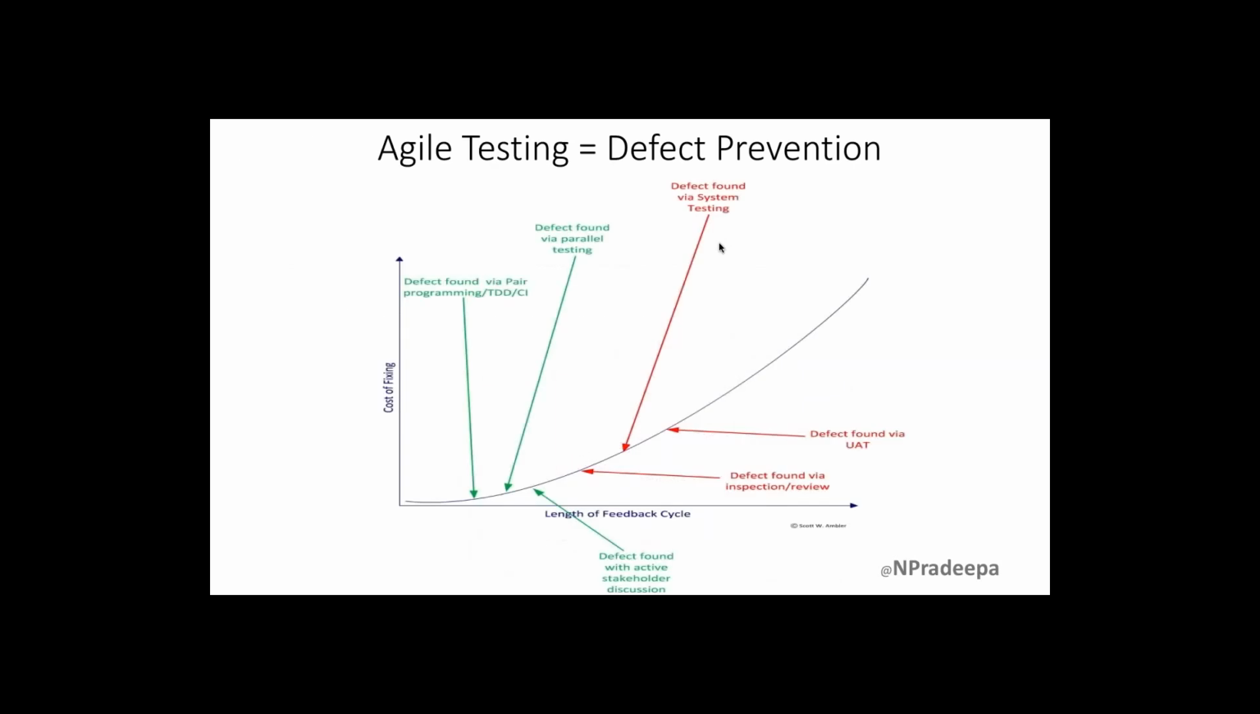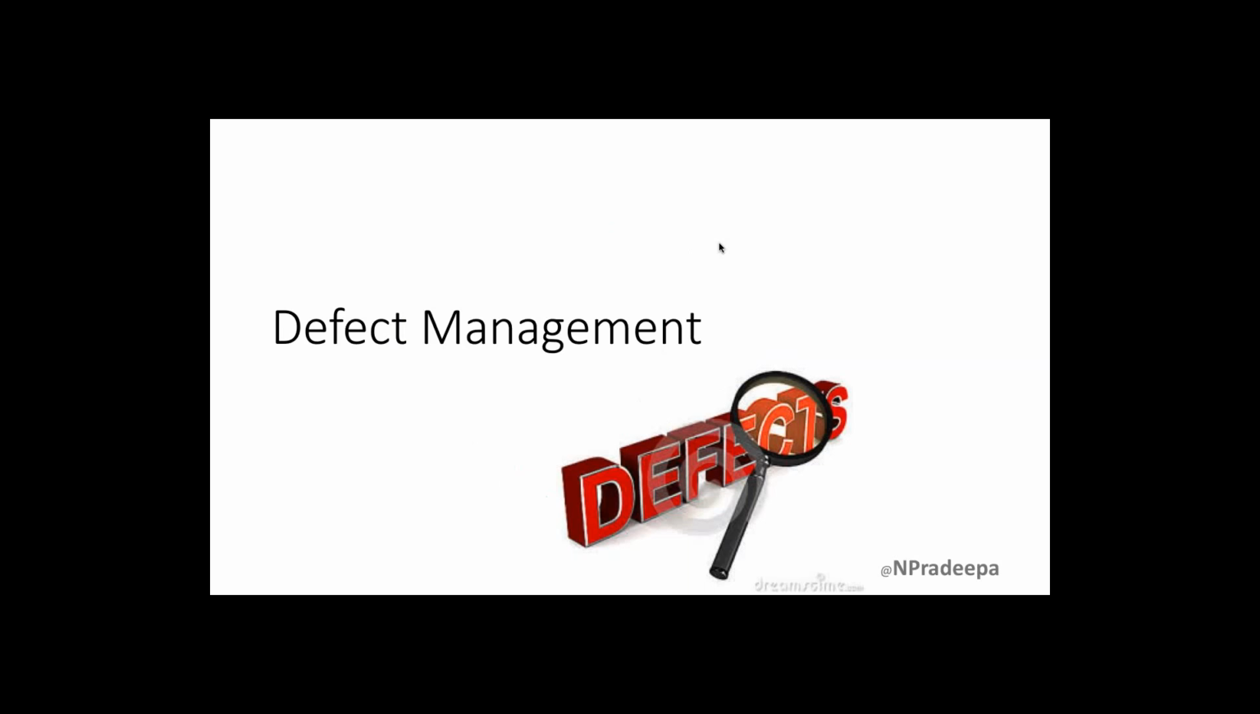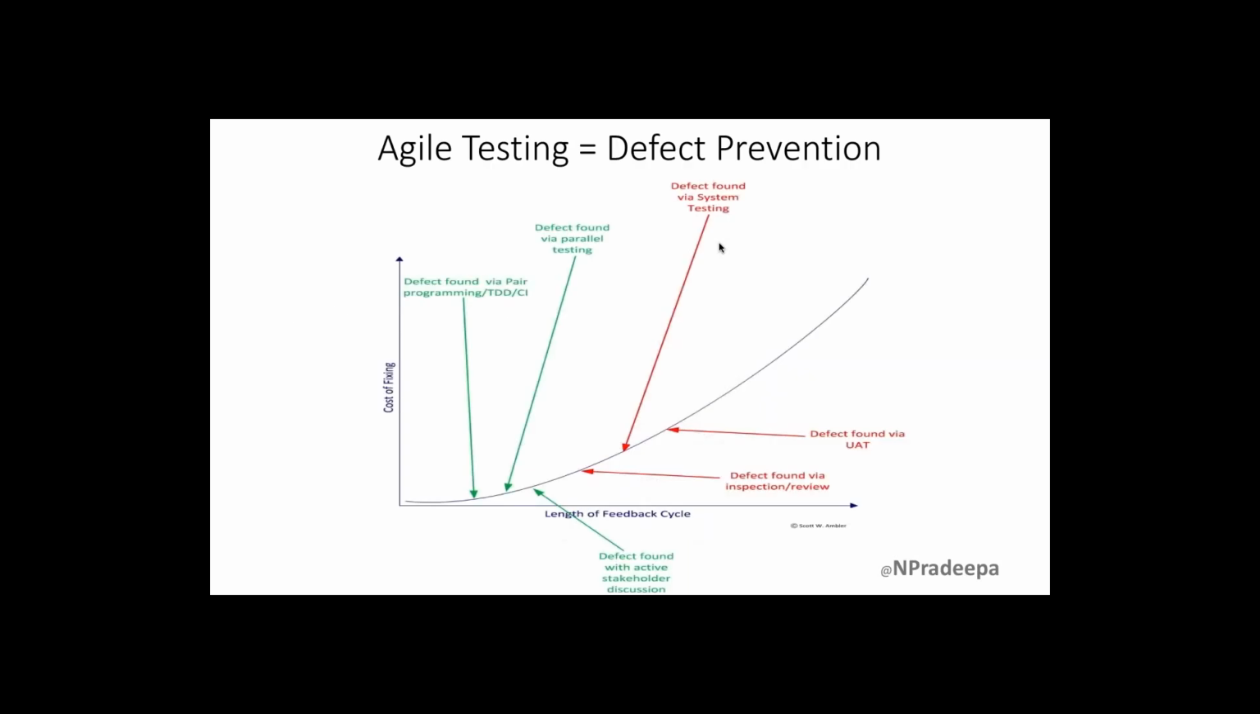All right. So let's talk about defect management. I wanted to talk about this graph. Defect management in the Agile world is all about preventing defects. Agile testing equals defect prevention.